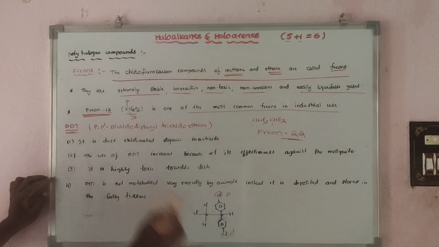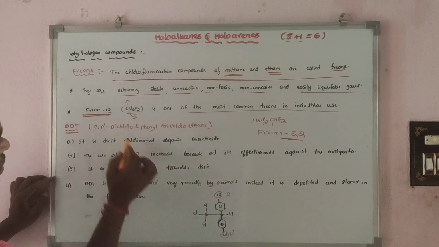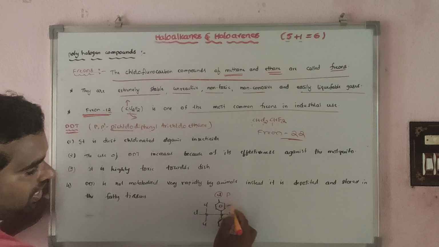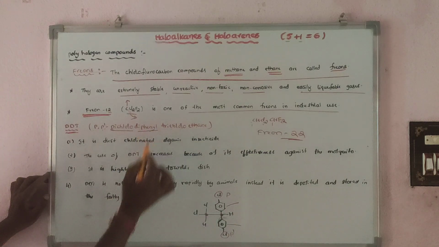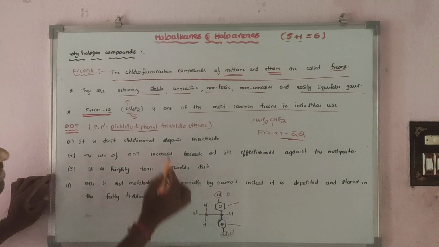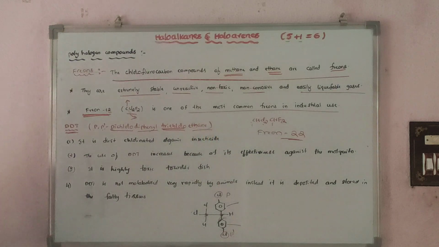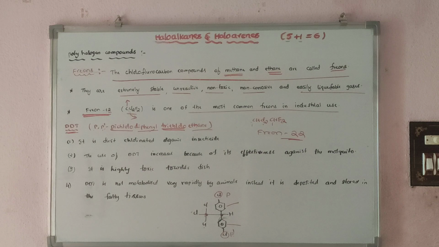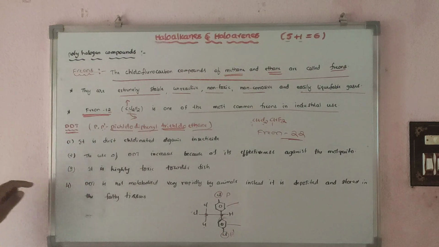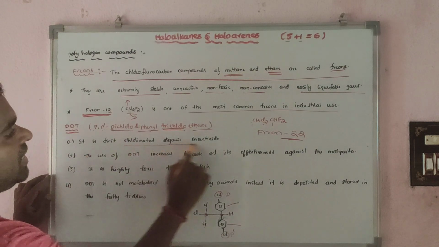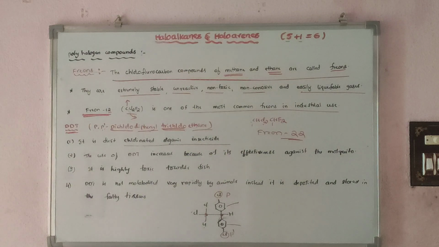Para and para dash. What is it? Dichloro. Chlorine and chlorine, dichloro. How many phenyl rings are there? 1, 2. So that's why diphenyl. And here how many chlorine atoms are there? Trichloro. How many carbon atoms are there? 2. So that's why it is ethane. Very important compound here. And it is the first chlorinated organic insecticide.